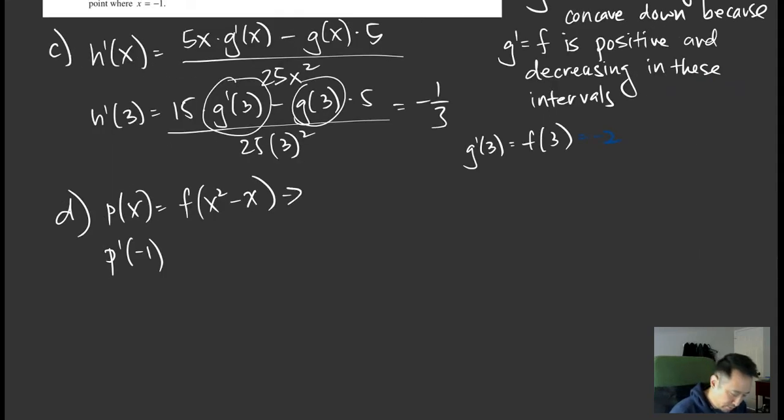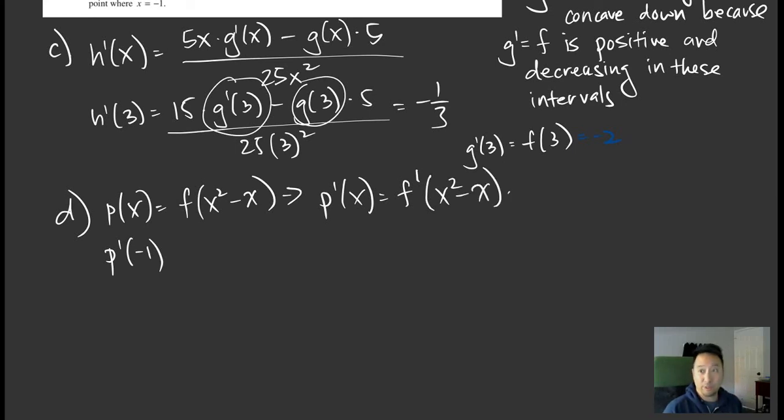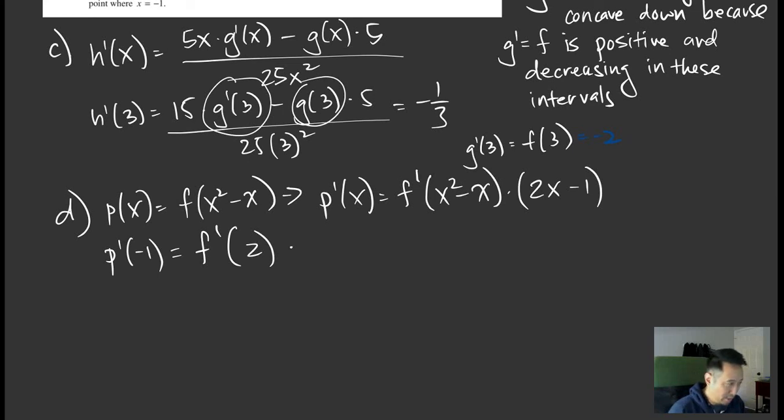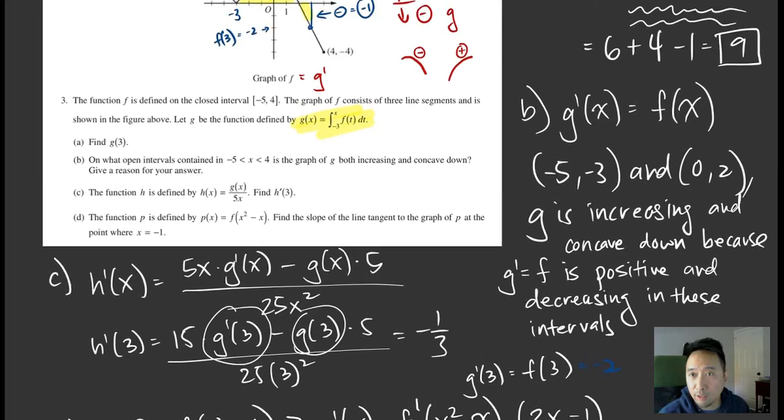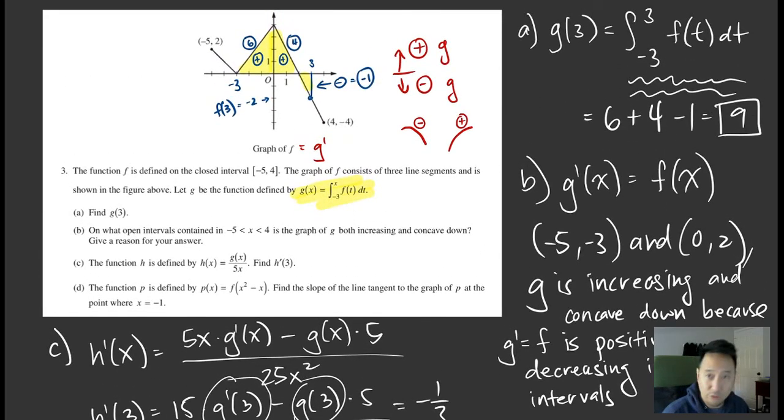All right. Well, if this is p of x, then p prime of x would be f prime of the inside times the derivative of the inside, which is 2x minus 1. And then for p prime of negative 1, I'm going to input negative 1 here, so that means I get f prime of 1 plus 1, which is 2, times 2 times negative 1 minus 1, I believe that's a negative 3. So I need f prime of 2. That's the slope of my f graph at 2, right?